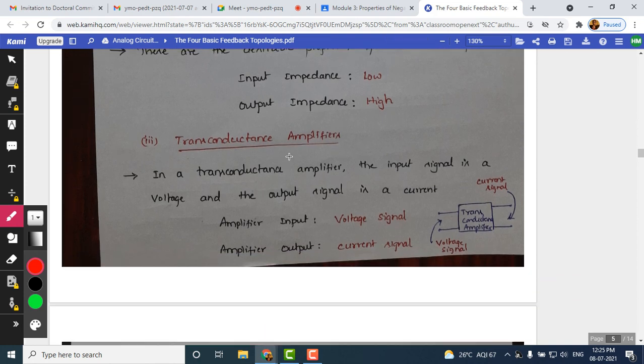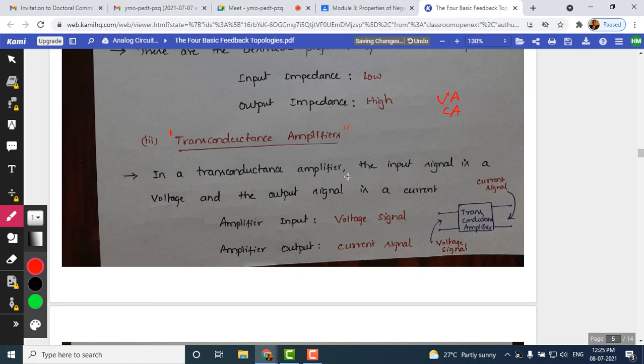which is a transconductance amplifier. Now, if you are familiar with voltage amplifier and current amplifier, then understanding the topology for the transconductance amplifier will not be difficult. Okay, now let us represent transconductance amplifier as a block diagram, and later we can write the feedback topology which is suitable for transconductance amplifier.